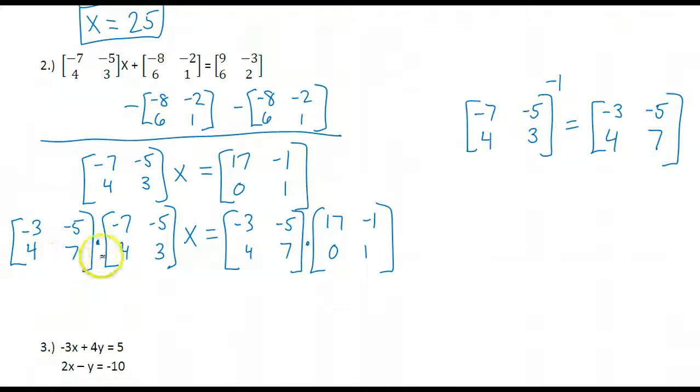Now these two are inverses of each other. So when I multiply two matrices that are inverses of each other, I'll get the identity matrix. And the identity matrix times x will just give me x. On the right side, I have a 2 by 2 matrix times a 2 by 2 matrix. So I'm going to multiply rows by columns.